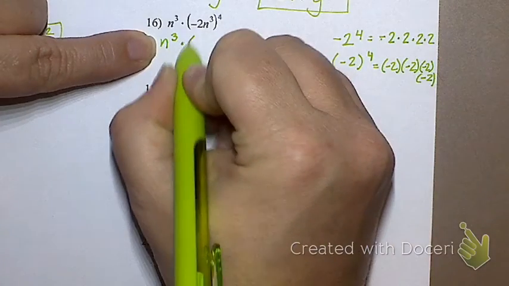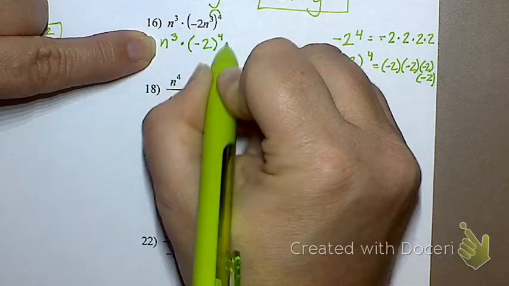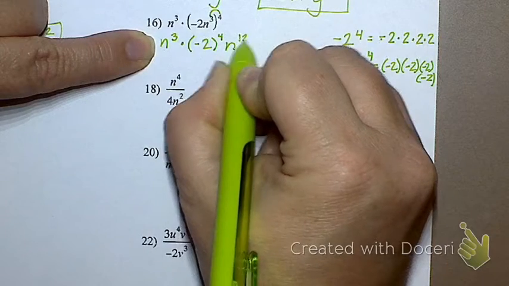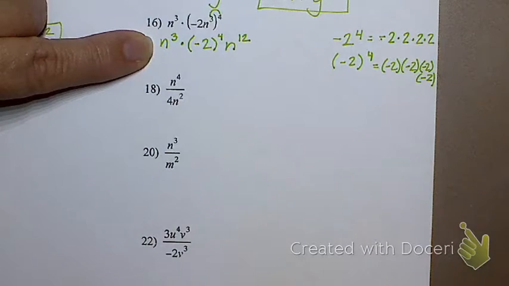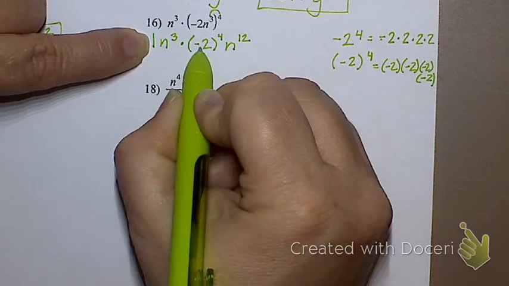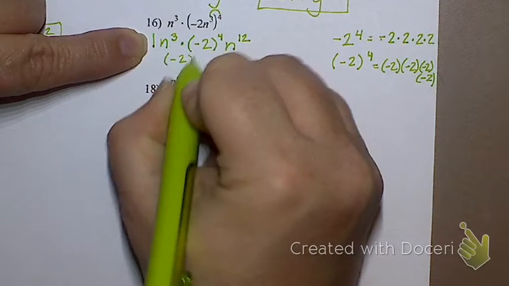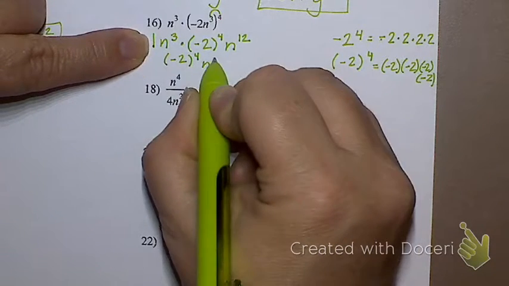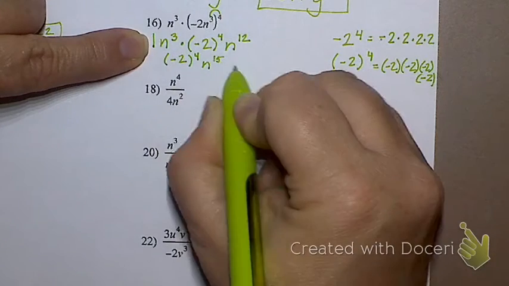So I have negative 2 to the 4th, and then I have n to the what? I'm distributing an exponent, so I'm going to multiply. So? Okay. My coefficient here is 1. So I have 1 times negative 2 to the 4th, and I'll simplify that in a minute. But then I have n to the 3rd and n to the 12th, so what does that equal? N to the 15th. I think I can go one more step.